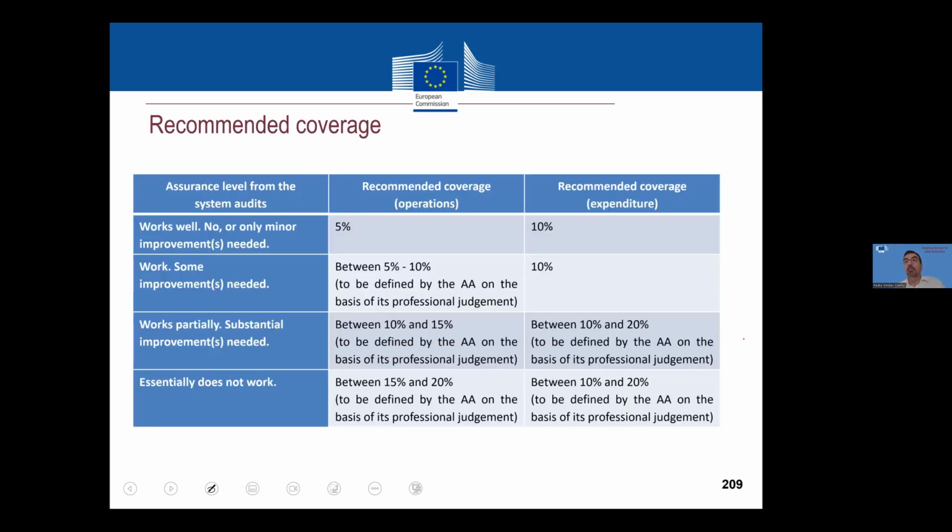How? Well, we have a suggestion in the guidance note on sampling, which is, by taking into consideration the characterization of the system, to implement a gradual increase in this coverage. So for category 2 systems, consider to audit 5 to 10% of the operations and 10% of the expenditure. For category 3, 10 to 15% of operations and 10 to 20% of expenditure. And for category 4, 15 to 20% of operations and again 10 to 20% of the expenditure. These are suggestions on how to increase the sample size or the coverage for other categories of systems, but this is basically based on professional judgment.